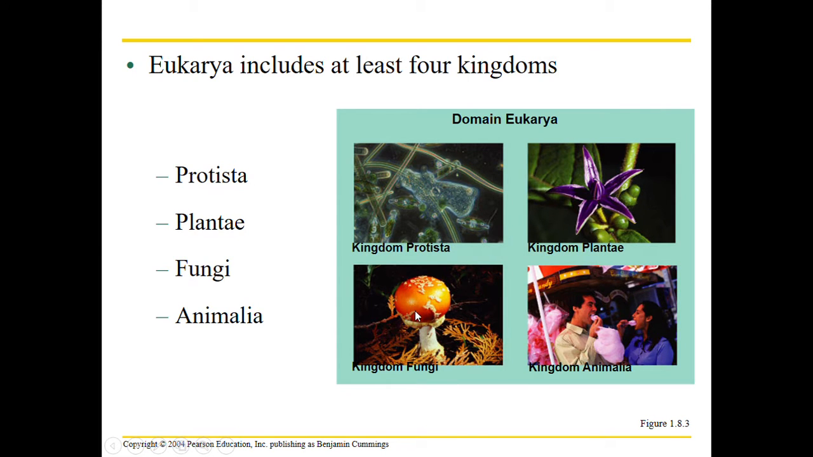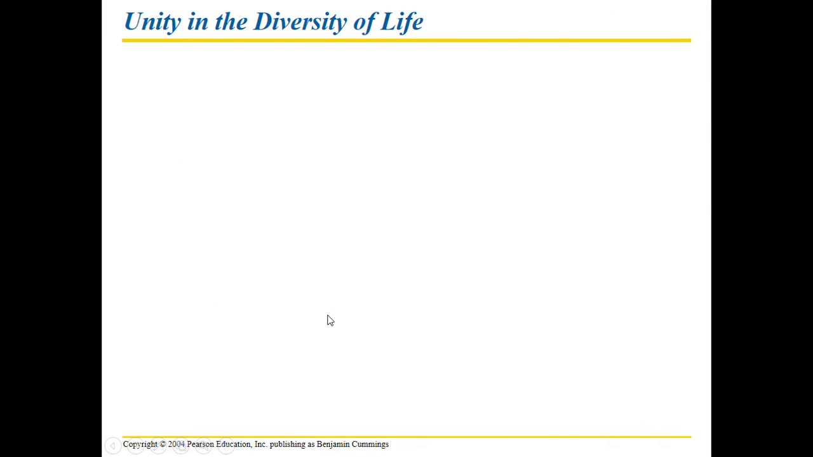Fungi, fun fact, actually act more like animals than they do plants, which is very interesting. And then protists are our single-celled eukaryotes. Everybody's heard of malaria. Malaria is actually caused by a protist that is transmitted by a mosquito. The protist's name, I forget, but I'm sure it'll come to me whenever we talk more about protists.